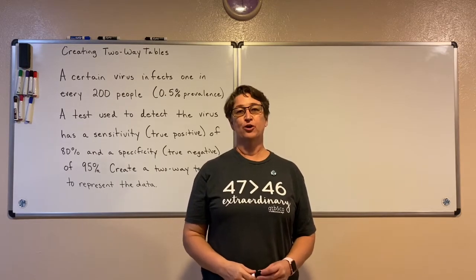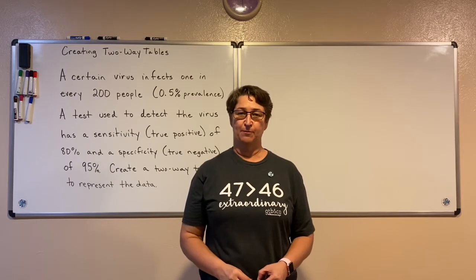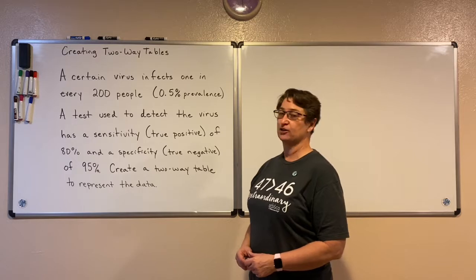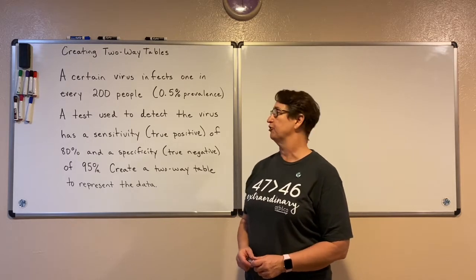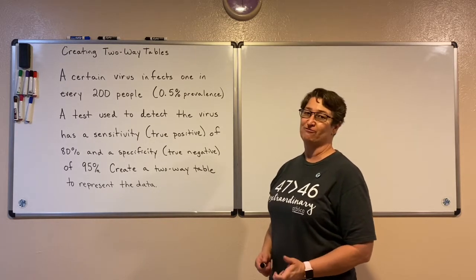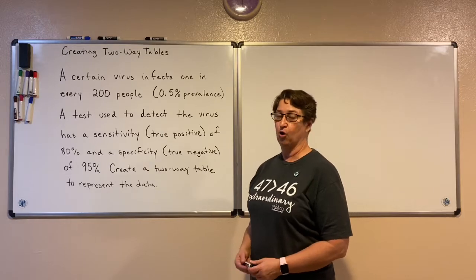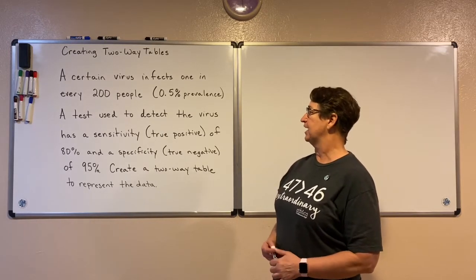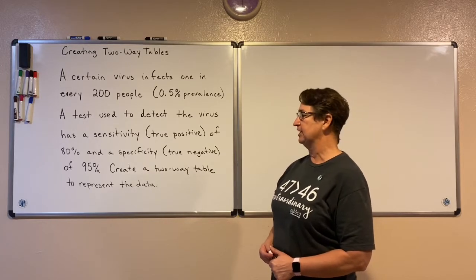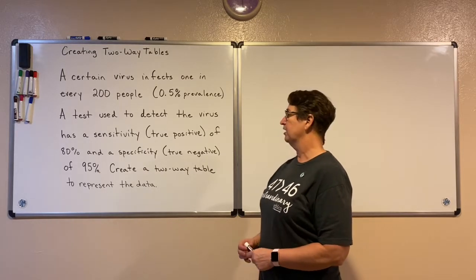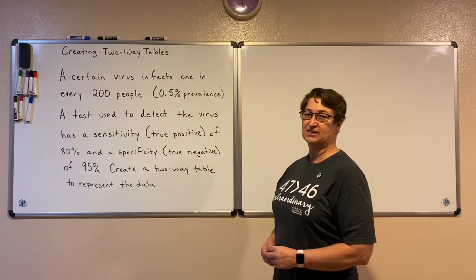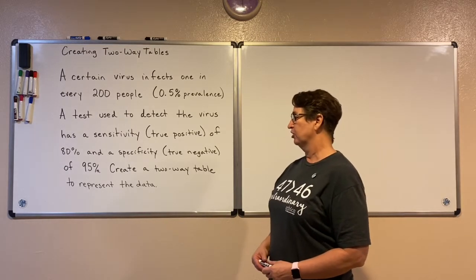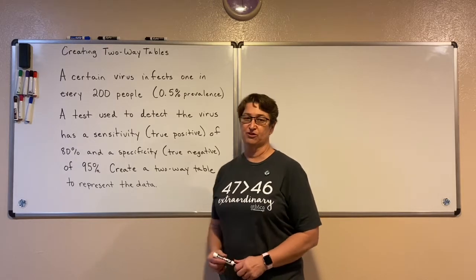In this video, we're going to create a two-way table. So here we have a certain virus that infects 1 in every 200 people, or we have a 0.5% prevalence, how often it shows up in the population. A test used to detect the virus has a sensitivity, true positive rate, of 80% and a specificity, a true negative rate, of 95%. Create a two-way table to represent the data.